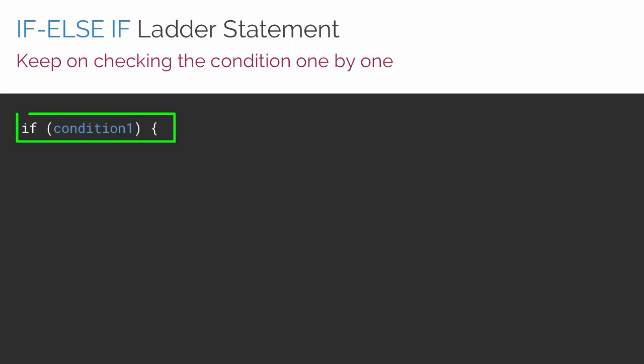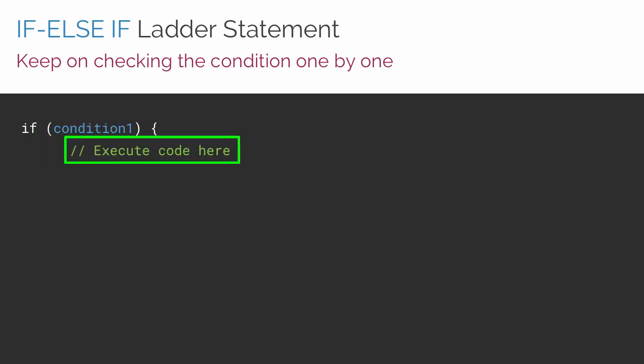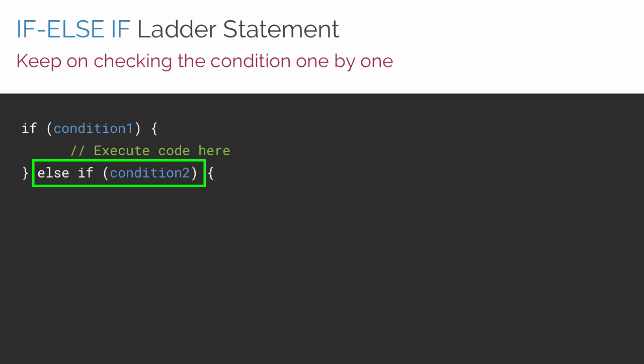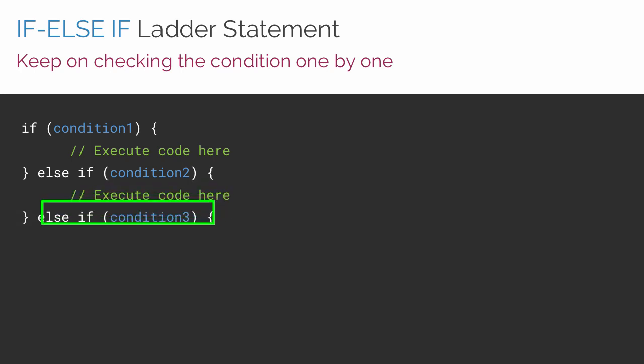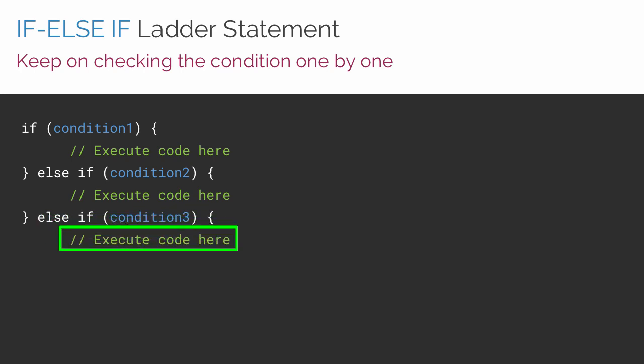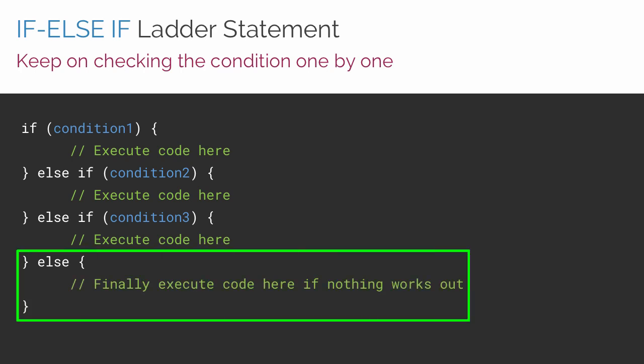Here, if condition 1 is true, then execute the code here. Else if, check for condition 2. If that is true, then execute the code within this block. If condition 2 is false, then again go for condition 3 check. If condition 3 is true, then execute the code here. If none of the conditions at the top are true, then simply execute the code here if nothing works out. So the else block is the default block of the if-else-if ladder statement.